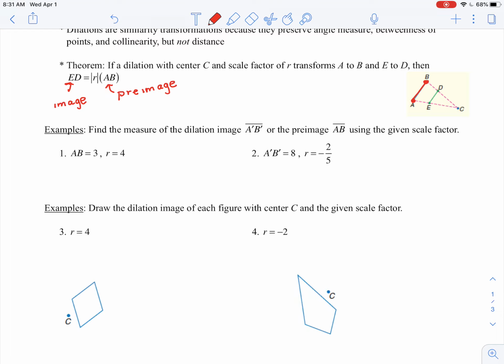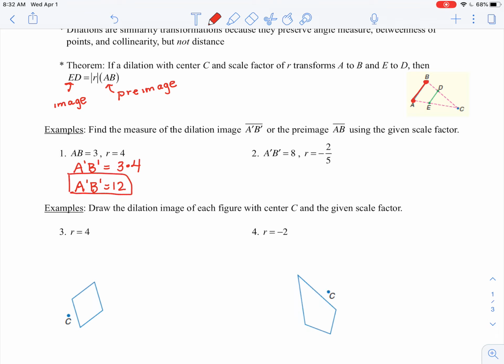So let's do just that in the first two examples. It says find the measure of the dilation image, or its pre-image, using the given scale factor. So in number 1, if we have a line segment that's 3 units long, and we want to dilate it by a scale factor of 4, that means our image is going to get 4 times as large. So in order to find the length of the image, A prime, B prime, we take the pre-image and multiply it by the scale factor. So here 3 times 4 means that our image would be 12 units long.